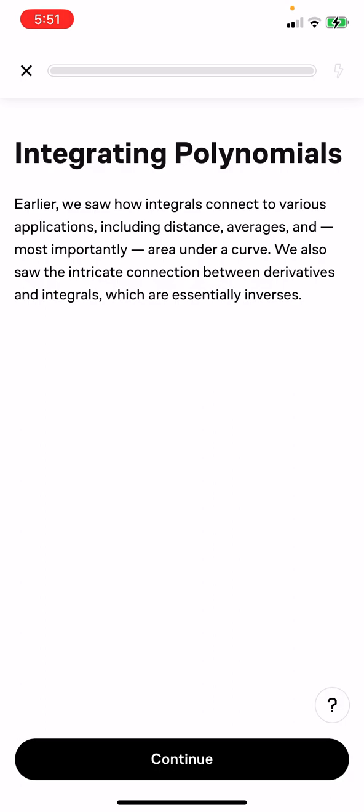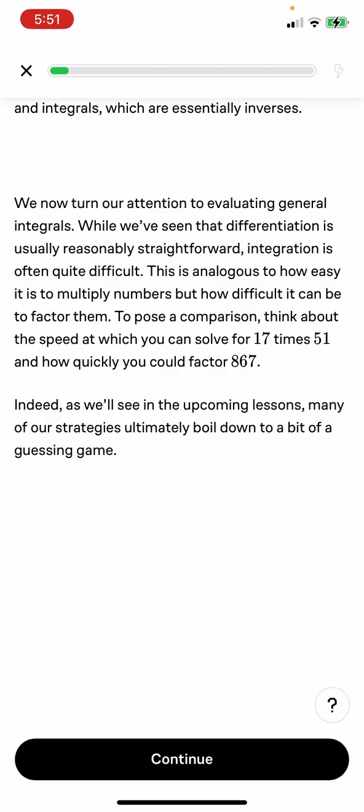Okay. Integrating polynomials. Earlier we saw how integrals connect to various applications, including distance, averages, and most importantly, area under a curve. We also saw the intricate connection between derivatives and integrals, which are essentially inverses. We now turn our attention to evaluating general integrals. While we've seen that differentiation is usually straightforward, integration is often quite difficult.